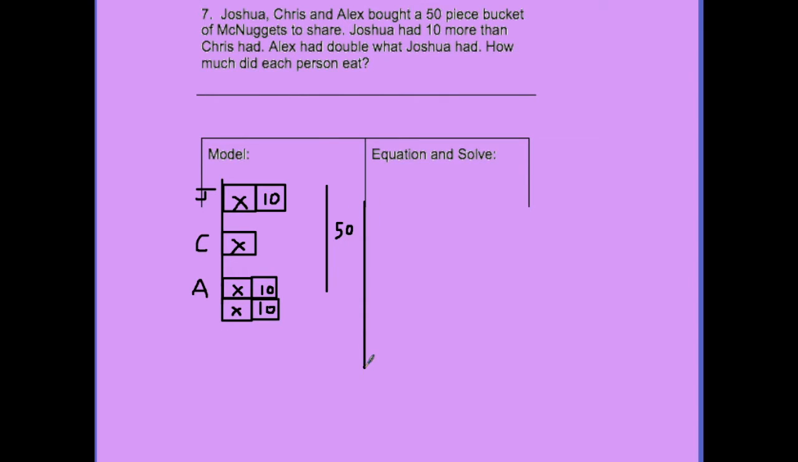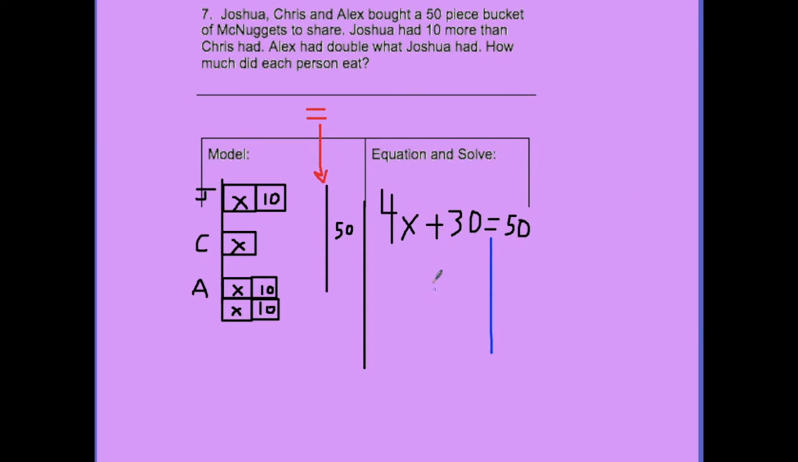Right, now we need to write an equation from this. So look at this. How many variables do we have here? 1, 2, 3, 4. So I have 4x. And something to remember is that this line here in our model, this is the same as an equal sign. So I have 4x plus 30 because I have 10, 20, 30. That equals 50.